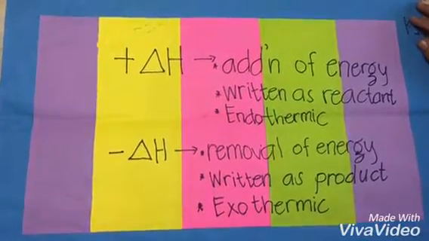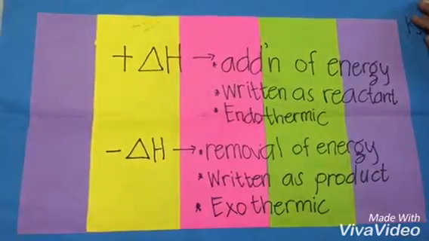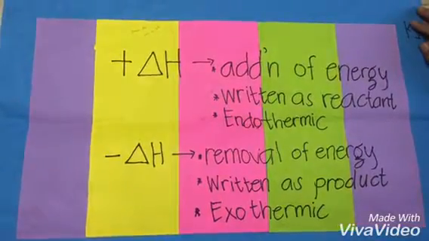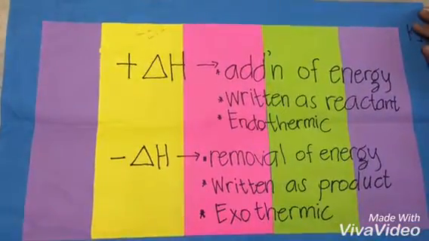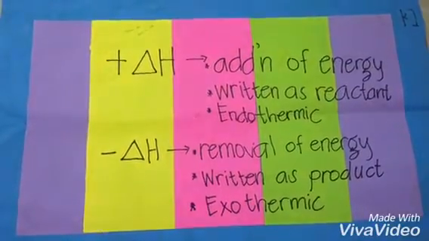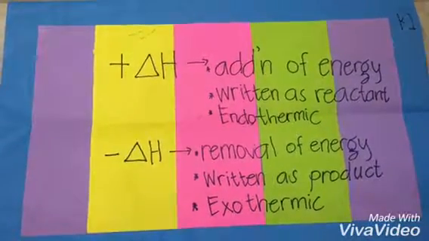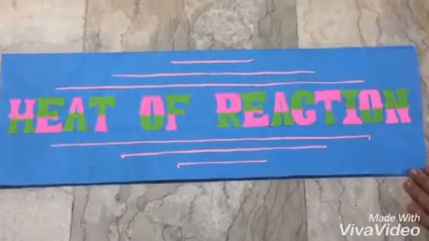Positive change of enthalpy means addition of energy, which is written as a reactant and shows an endothermic reaction. Negative change in enthalpy means removal of energy, which is written as a product and shows an exothermic reaction. That is heat of reaction.